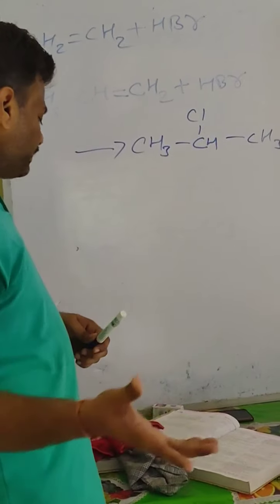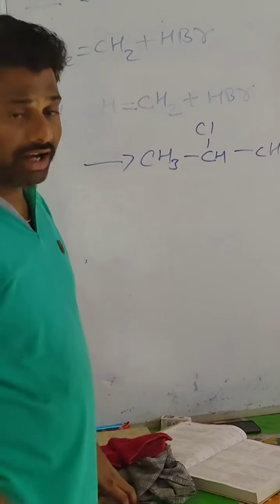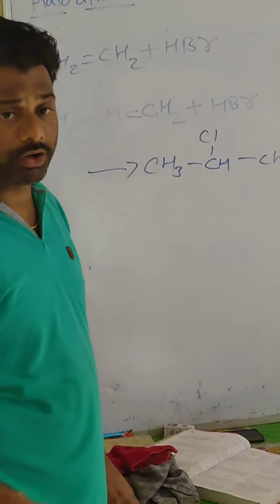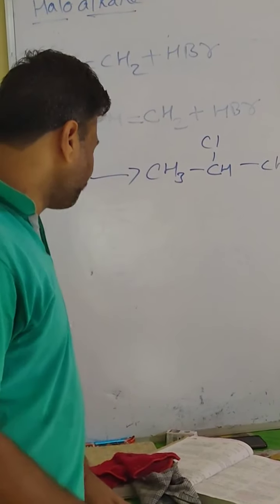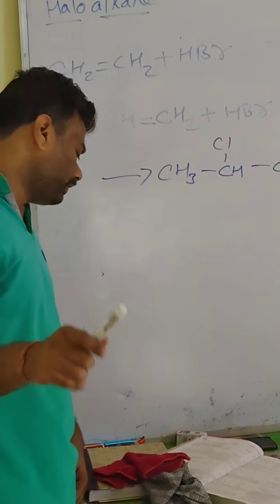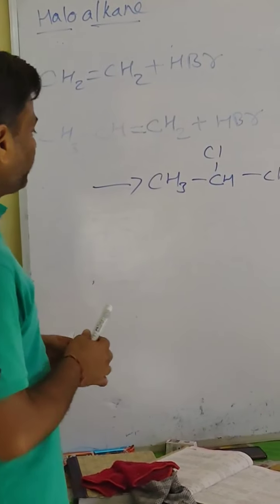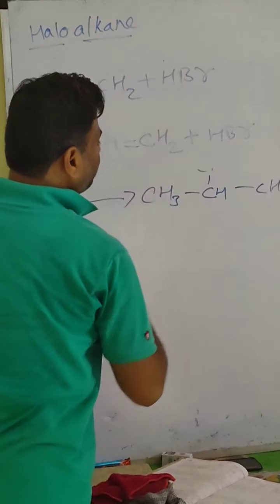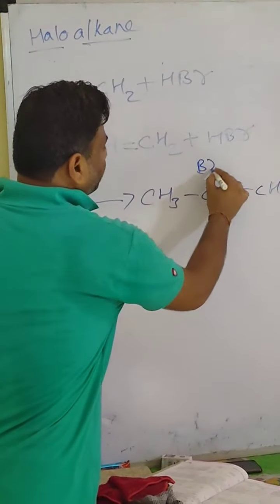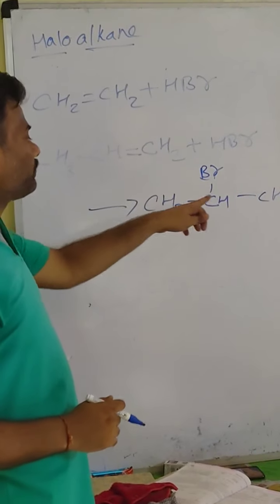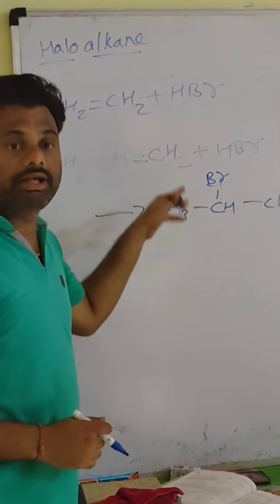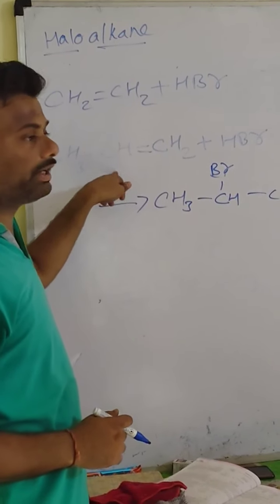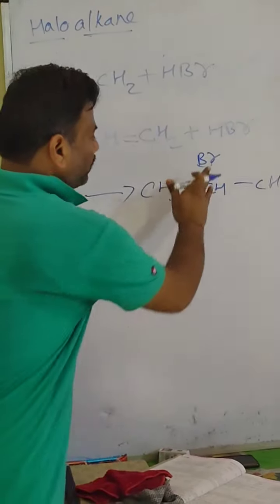Now there is one more rule, opposite to it, called the Kharasch effect or the peroxide effect. That should be carried out in the presence of benzoyl peroxide. In the same reaction, this halogen, bromine here, will be added to the carbon atom which has more hydrogen atoms, and the hydrogen will be added to the carbon atom which has fewer hydrogen atoms.